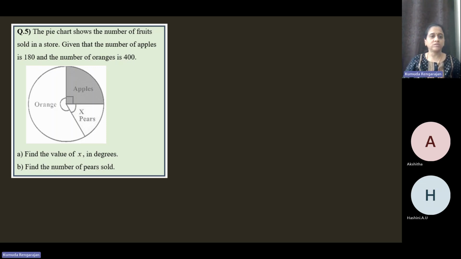The pie chart shows the number of fruits sold in a store. Given that the number of apples is 180 and the number of oranges is 400. Find the value of X in degrees and find the number of pears sold.